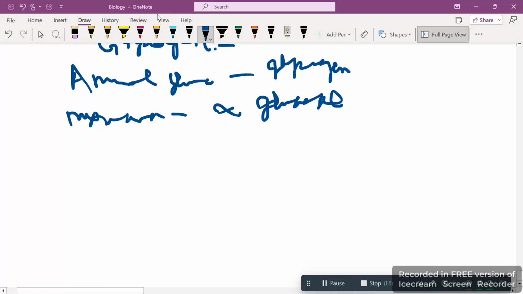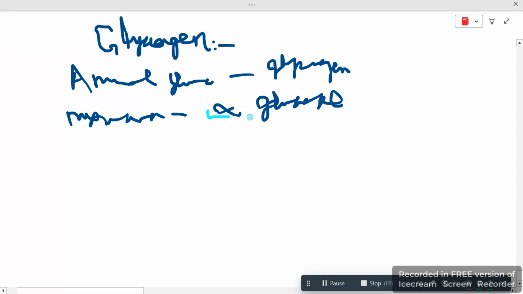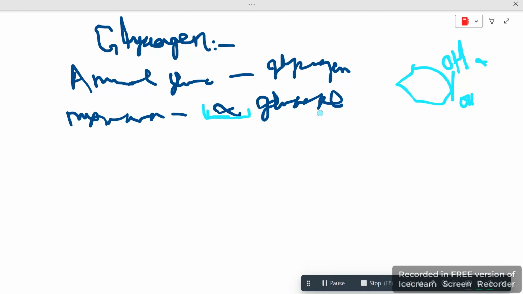Now, what does alpha mean here? We have alpha and beta. Alpha means if you make a chain and you find that H is present on the upper side of the chain and OH is on the downward side, then we consider this chain as alpha. But if you find OH on the upper side, then the chain will be beta. In glycogen the chain is alpha, the monomer is alpha glucose.